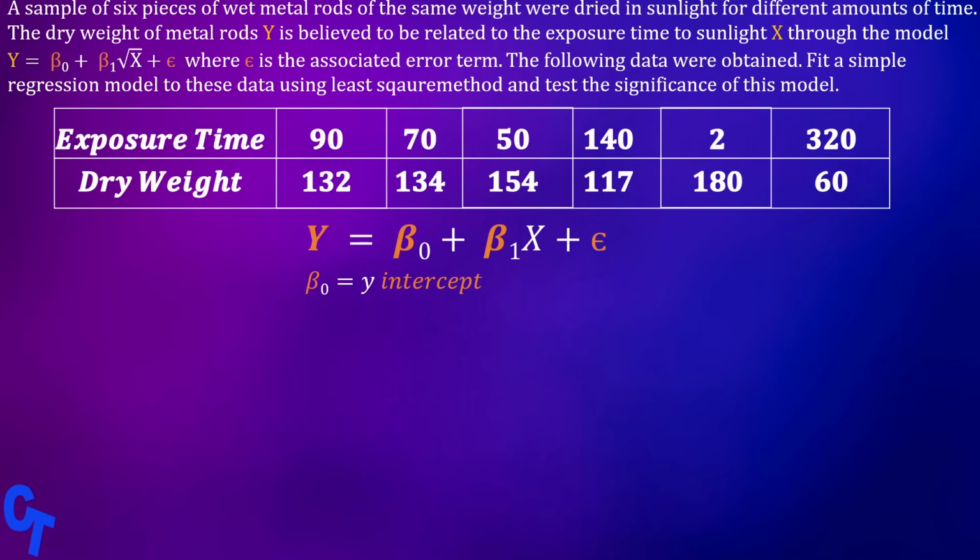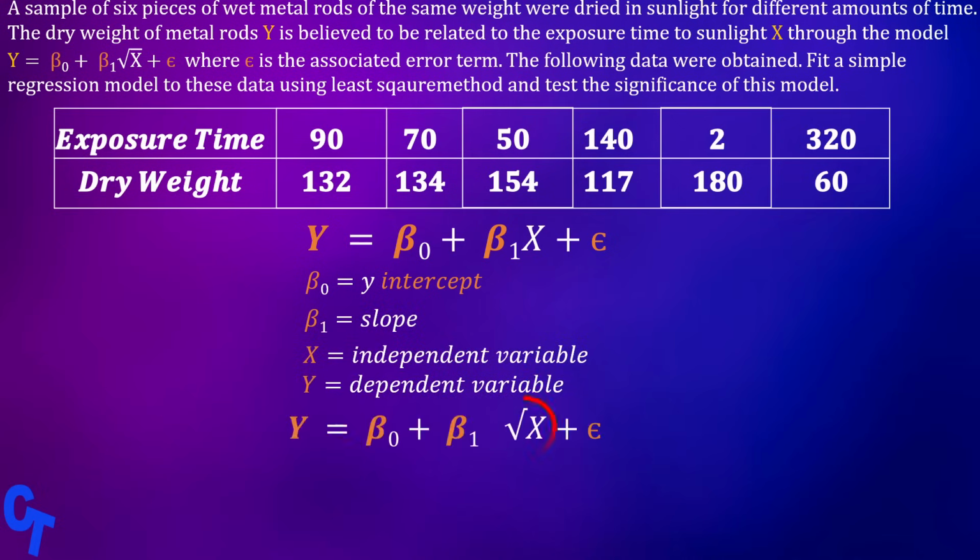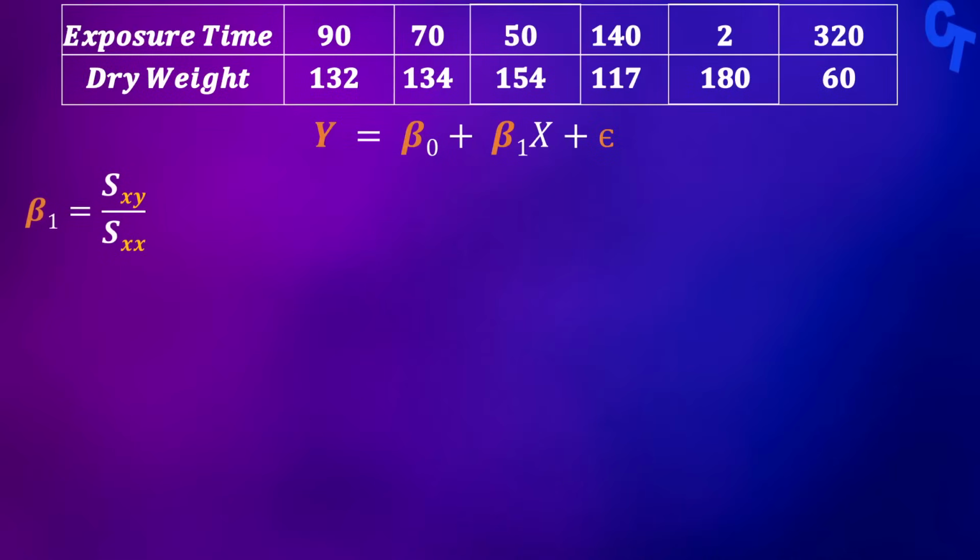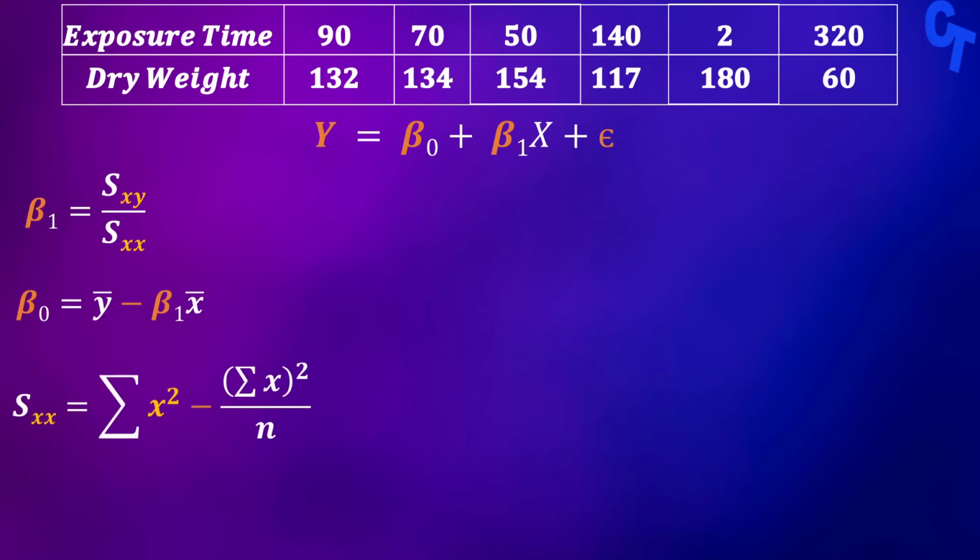Normally, our equation should be in the form of y equals beta naught plus beta 1 times x, but this time we have root x. What we have to do is to change the variables. We want the value of beta naught and beta 1, which are also known as regression coefficients. We have formulas for beta naught and beta 1. Beta 1 equals sxy over sxx. Beta naught is y bar minus beta 1 x bar. But what are sxx and sxy?